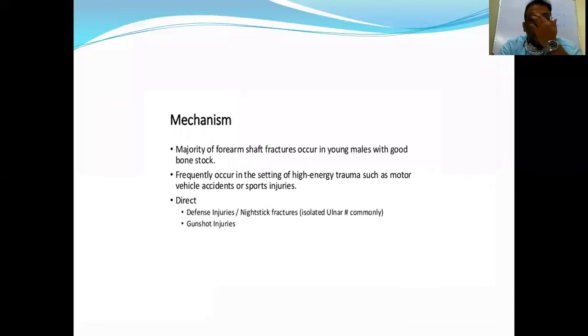What is the mechanism of forearm fractures? The majority of forearm shaft fractures occur in young males with good bone stock. The frequent occurrence is in high energy trauma such as motor vehicular accidents. Direct injuries of the forearm occur as defensive injuries. When someone tries to hit you, you obviously cover yourself with the forearm in front of you. So these are the most common injuries, or gunshot injuries.